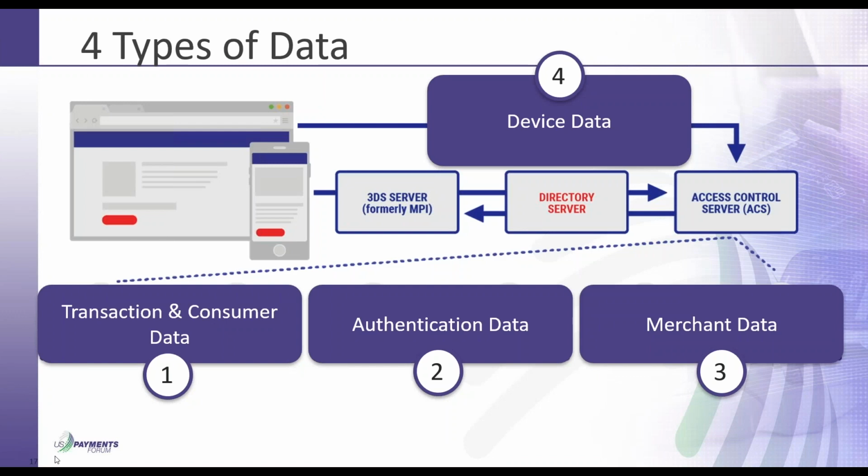So a way to visualize this, thinking in my head, was how do we create some tangible buckets of data to help drive the conversation? So we thought of it as 4 distinct buckets: transactional and consumer data, authentication data, merchant data, and then device data. And these are different parts of the transaction that a merchant can include as part of this overall transaction flow.